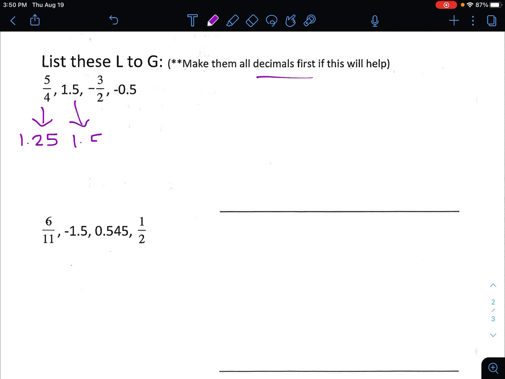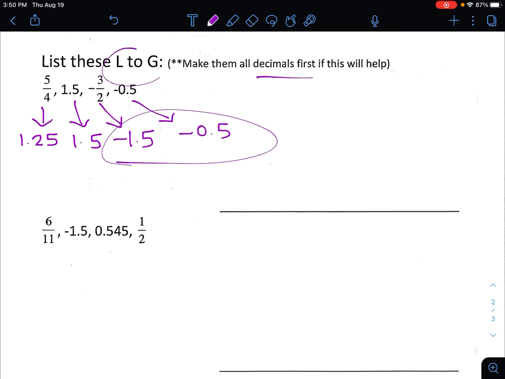This is already done for us, 1.5. This is a negative 1.5 because 3/2 is 1 1/2. And this is already in decimal form at negative 0.5. So of course my negatives are going to be smaller, and if they're least to greatest, then I'm starting with the very smallest, and that would be more negative here than this is. Think money. If I owe somebody $1.50, I'm more in debt than if I just owe them 50 cents. So this is going to be our first and our second.